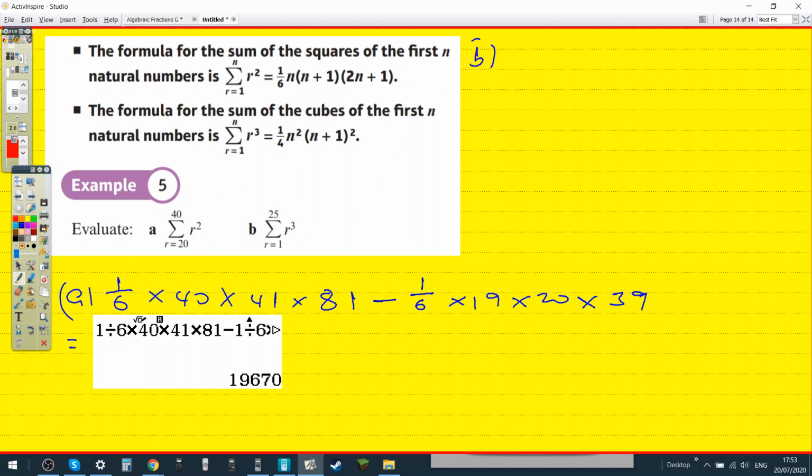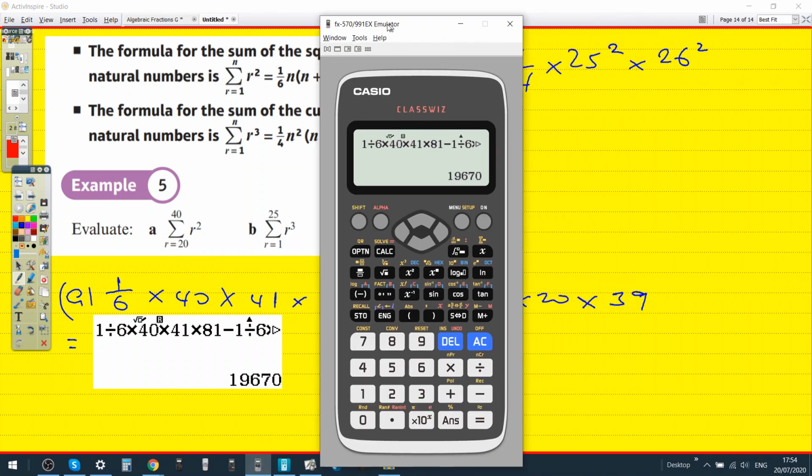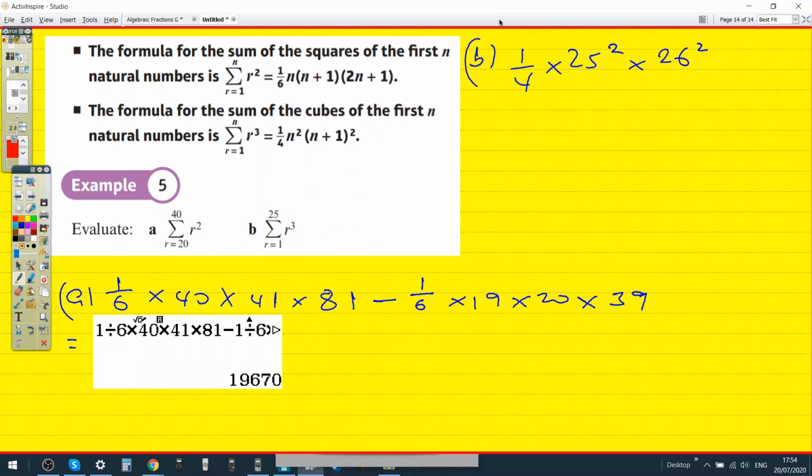And then the next thing you just have to use the formula. So it's 1/4 times 25 squared times 26 squared. Cool, cool, cool. Go on, try that. 105,625.